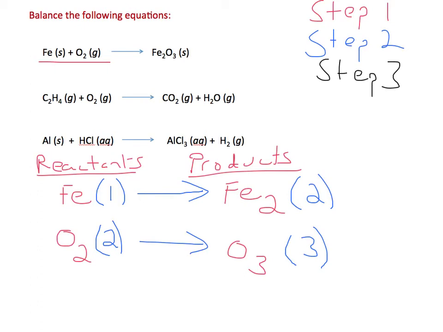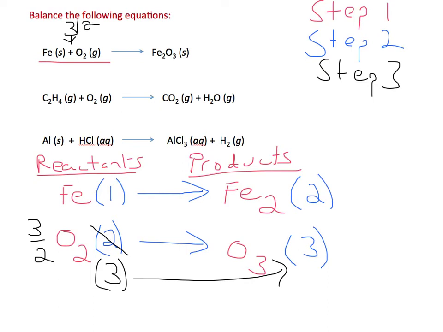If we have 3 total oxygen over here and only 2 here, we multiply this other side by 3 halves. That means we now have a total of 3 halves times 2, which is a total of 3 oxygen on this side, equal to 3 oxygen on the other side. Now, if we go back up to the iron, that means we can add in a 3 here. Or I'm sorry, 3 halves.